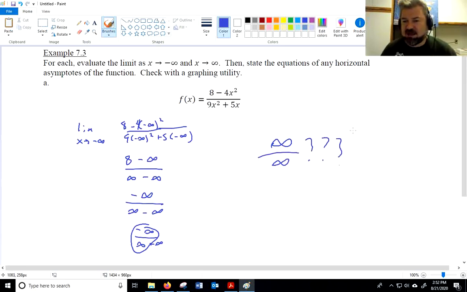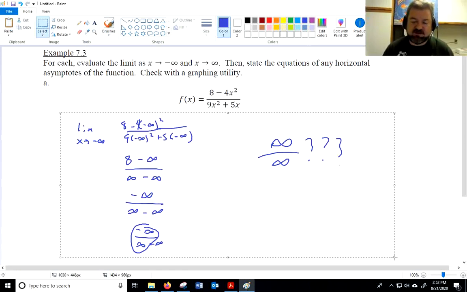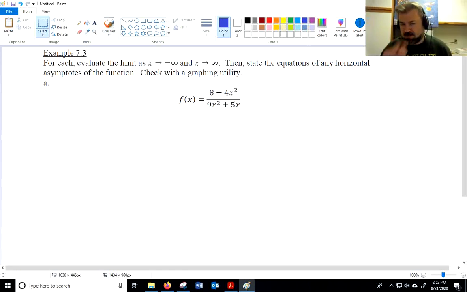And so if you've got x's on top and bottom of a rational equation and you're trying to take a limit at infinity, it's going to be an indeterminate form every time. So you can actually skip that step of plugging in infinity if there's x's on top and bottom. But I wanted to show you why and what happens. All right, so we're going to have to factor some things out. We're going to have to do some algebra.